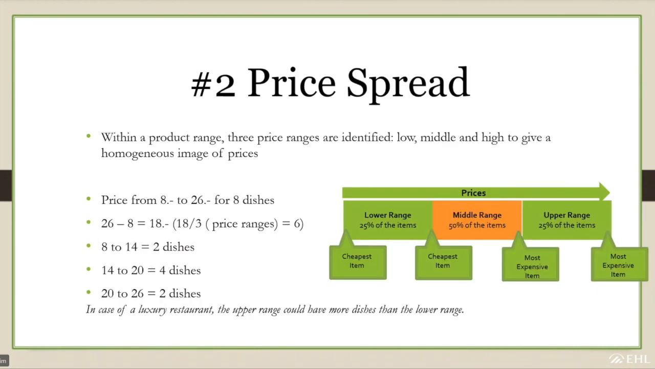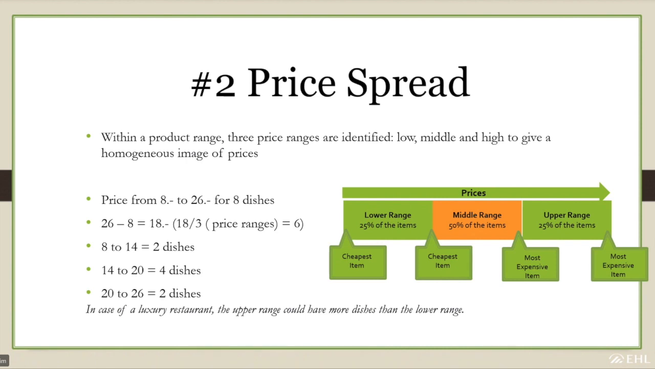Perfect. So now you have the price spread. We have 3 different price ranges. So let's say we have dishes with a price from 8 to 26 for 8 different dishes in the category. So now what we do first is we subtract 8 francs from the 26 francs. So we have 18 divided by 3 is the price range, which is 6. We use the factor 3 here because we have 3 different price ranges: lower, middle, and upper range.